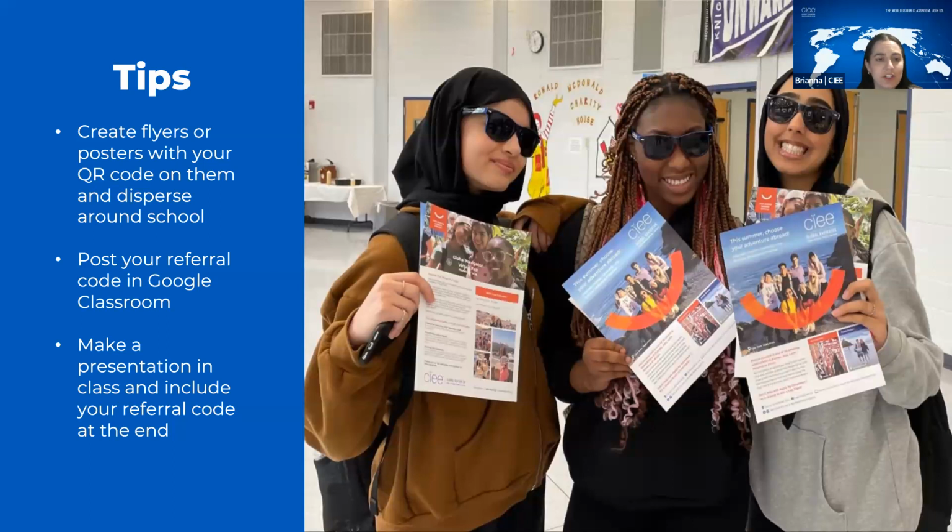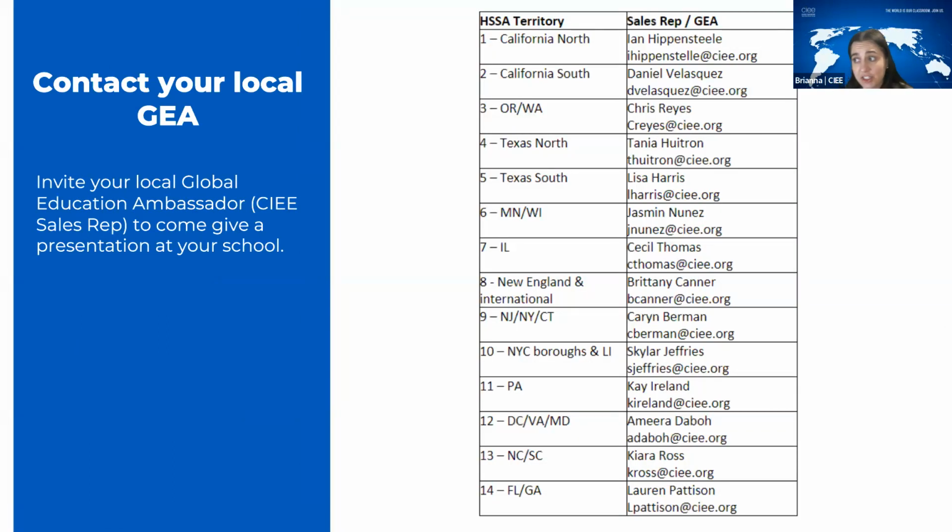Talk to your school administration, see what your school will allow in terms of dispersing that QR code. In terms of making presentations, perhaps you could organize even a bigger presentation outside of just your students, which takes me to my next suggestion, which would be to contact your local GEA. So GEAs are our global education ambassadors. They are our sales manager by each region. So I have here the list of our GEAs by region and their email address.